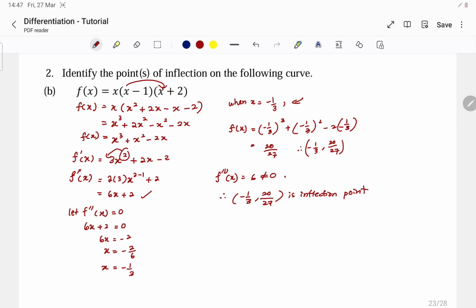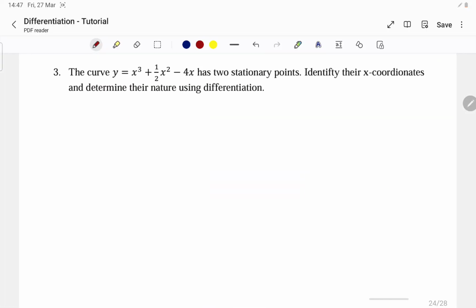Now we proceed to the next question, where we have the curve y equal to x cubed plus 1 over 2 x squared minus 4x, which has 2 stationary points. We have 2 turning points here. Identify the x coordinates and determine their nature using differentiation. That means we have to find their nature. What does nature mean? If you differentiate twice and then substitute the value of x, if it is greater than 0, it is a minimum point. If it is less than 0, it is a maximum point.